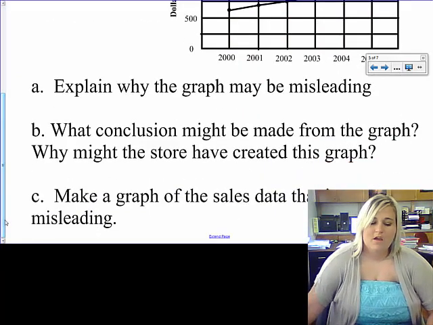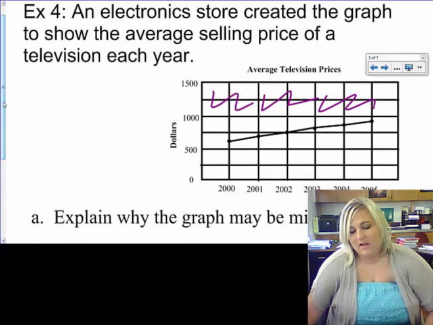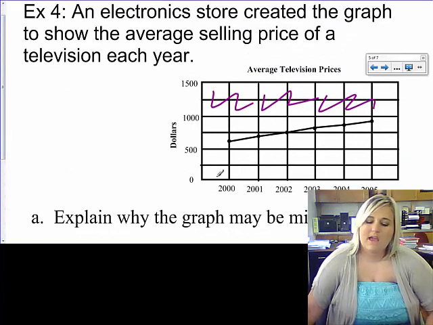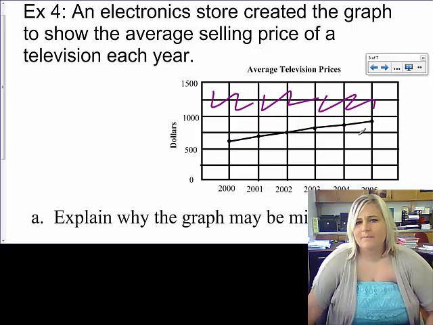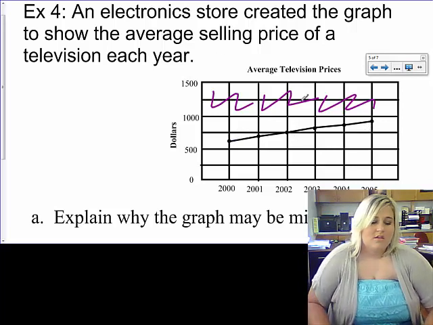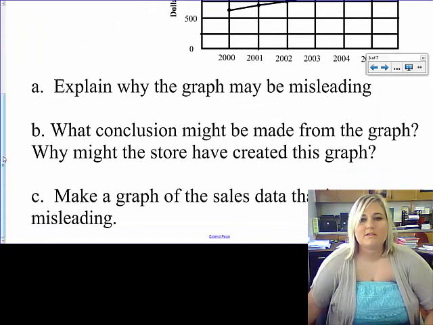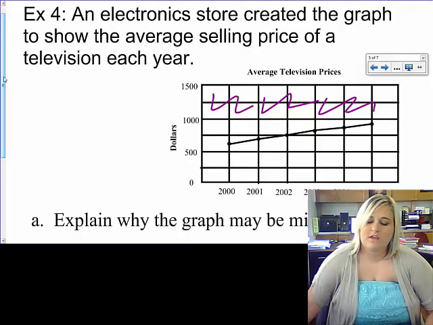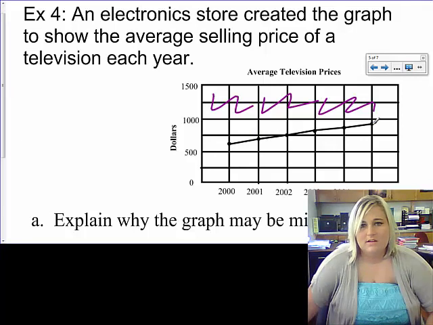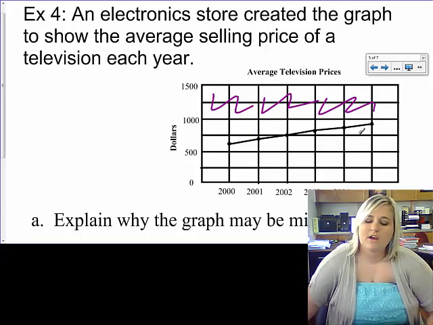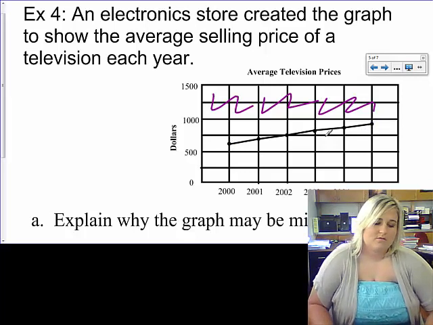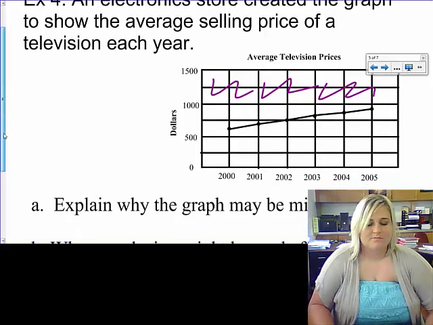What conclusion might be made from the graph? Well, if you were just looking at this graph and you paid absolutely no attention to the scale or anything like that, then you would probably say the price of a television has increased in the last 5 years, but not by very much. The other question, question B, said, why might the store have created this graph? Well, if you're selling TVs, you don't want people to think that you've doubled the price of your TVs, right? You're wanting to sell more, so they're trying to show that we have hardly raised the price of a TV in our store. That's what they're showing here, when it's not actually the case.